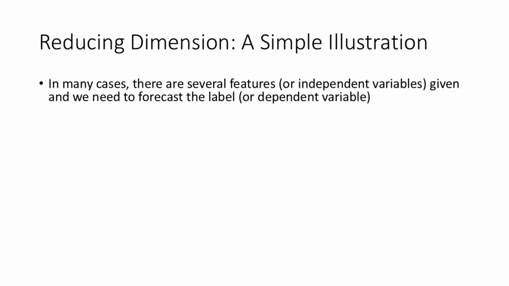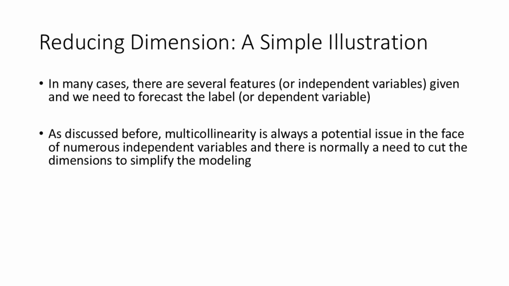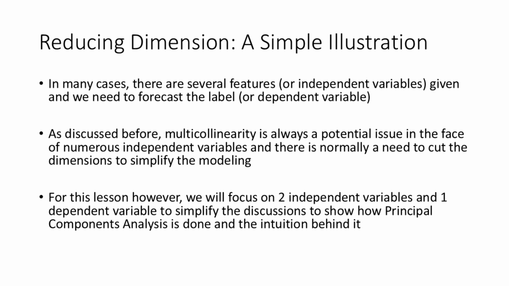So let's start with a simple illustration. In many cases, there are several features or independent variables given, and we need to forecast the label or dependent variable. As discussed before, multicollinearity is always a potential issue in the face of numerous independent variables, and there is normally a need to cut the dimensions to simplify the modeling. For this lesson, however, we'll focus on two independent variables only and one dependent variable to simplify the discussions and show how principal components analysis is done and the intuition behind it. This can always be extended anyway to higher dimension problems.